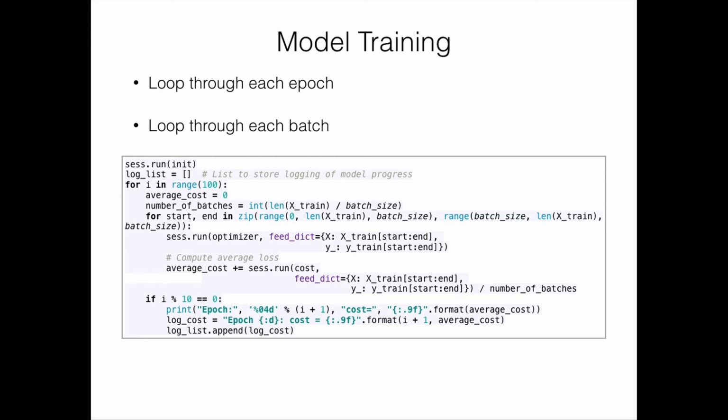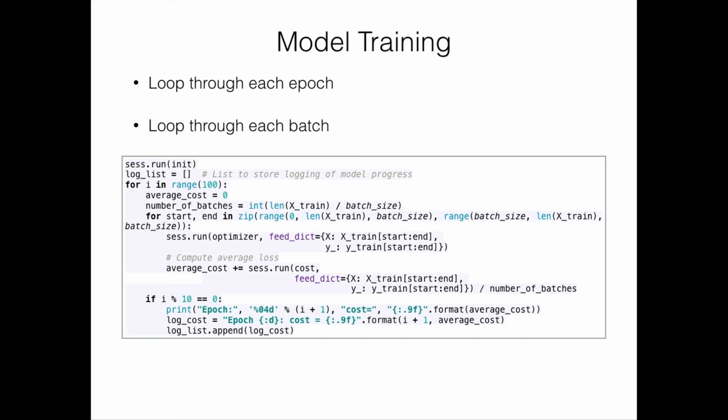And then the next step, the first loop, this is the epochs. And so we're going to loop through all the training steps 100 times, so 100 epochs. And the second for loop, this is where we're looping through each batch. So the line before that defines the number of batches that we're going to use. And then we loop through it. And then you have the optimizer and the average cost.